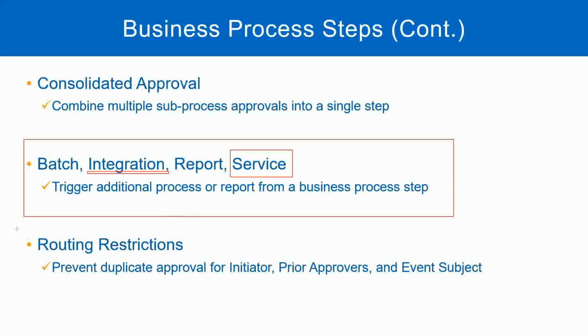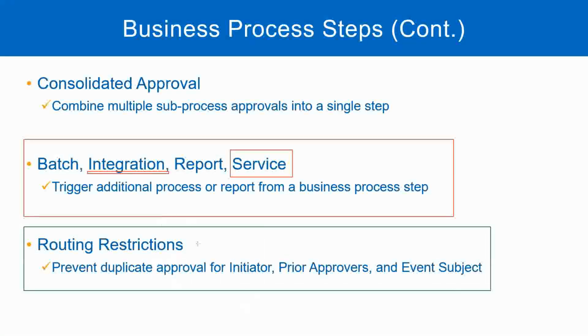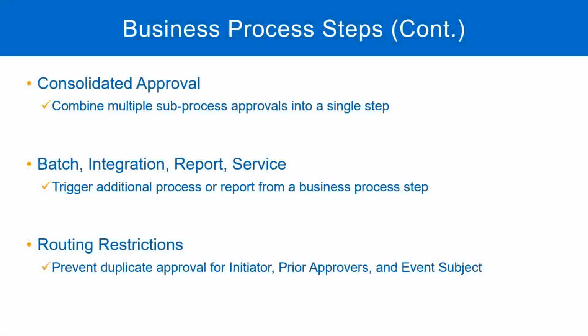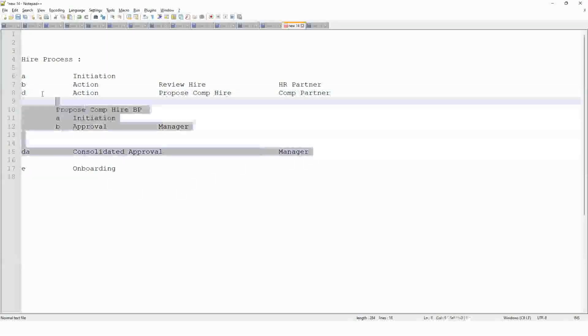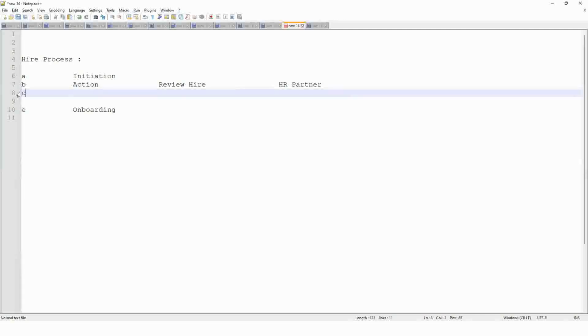And then comes a very interesting topic which is routing restrictions. You can restrict who does those approval steps. Now let me give you an example. So let's say this is your process. Let's remove the consolidated approval. Let's say step C is an approval task, and it is to be done by the hiring partner.